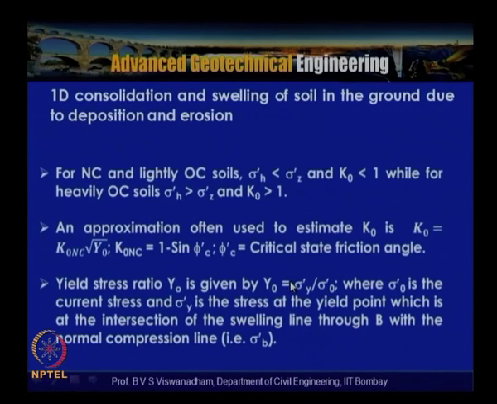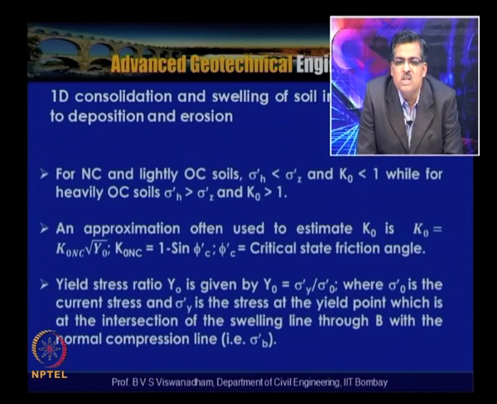An approximation is often used to estimate K₀, which is K₀ of a normally consolidated clay, K₀nc, which is 1 minus sin φ'_c, where φ'_c is the critical state friction angle, and K₀ = K₀nc times root over Y₀. This Y₀ is the yield stress ratio, which we have defined earlier. Yield stress ratio is σ'_y by σ'₀, where σ'₀ is the current stress and σ'_y is the stress at the yield point, which is the intersection of the swelling line through B with the normal compression line σ'_p.